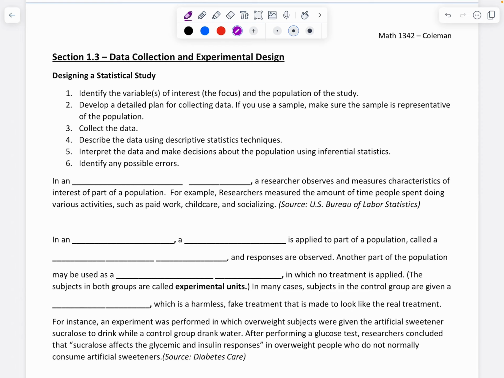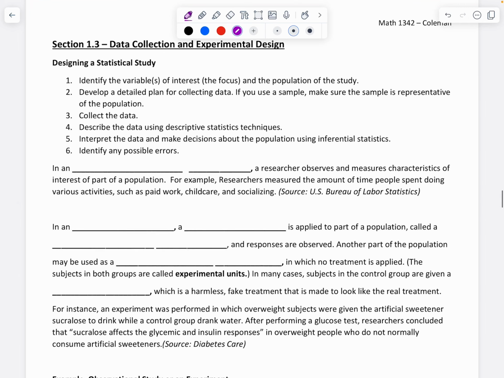So, designing a study, we need to identify the variable of interest, what we want to focus on, what the population of the study is going to be, develop a detailed plan for how we're going to collect the data. Then we have to actually collect the data. Then we're going to describe it using descriptive statistics. We're going to interpret the data by using inferential statistics, and then we're going to identify any possible errors. So interpreting that data so that we can apply it to every person is going to be the part that's most critical as we move forward. Right? Several different ways we can do this.